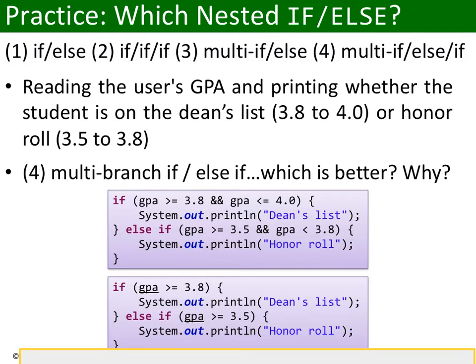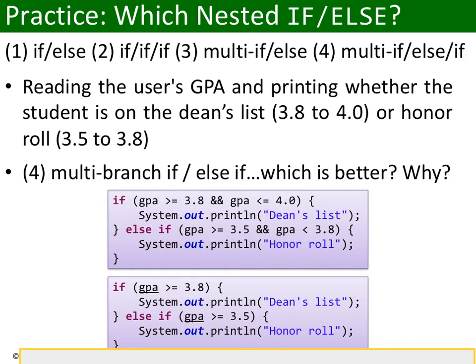Or another way to go about this same test would be to test if the GPA is greater than or equal to 3.8, and then print out Dean's List, and then we can test if the GPA is greater than or equal to 3.5. So in this case, which would you consider better, and why? Well, both of these will work. However, in the second example, we are relying on the order of the tests to achieve the functionality.